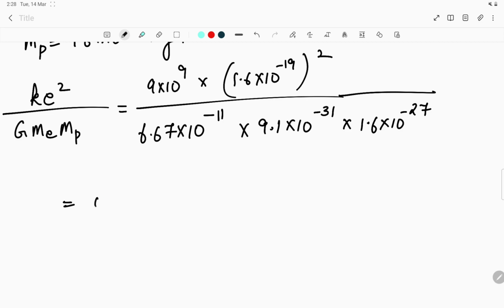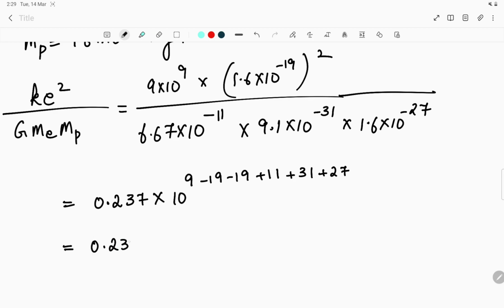So the value for this will be 0.237 into 10 to the power of, just write the powers, 9. Here you have minus 19 the whole square, so it will be minus 19, minus 19. This 11 will go to the numerator and become plus 11. Minus 31 becomes plus 31. Minus 27 becomes plus 27. So when you solve this, you get 0.237 into 10 to the power of 40. So this is our answer.